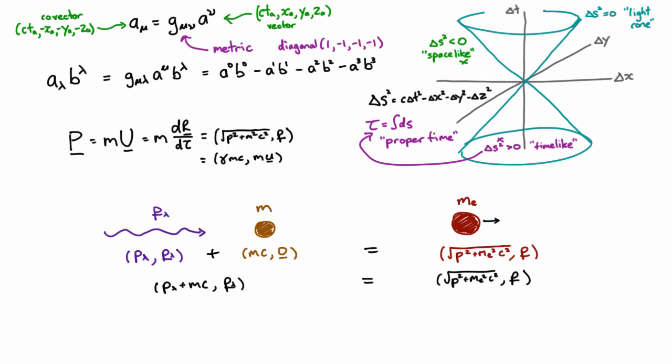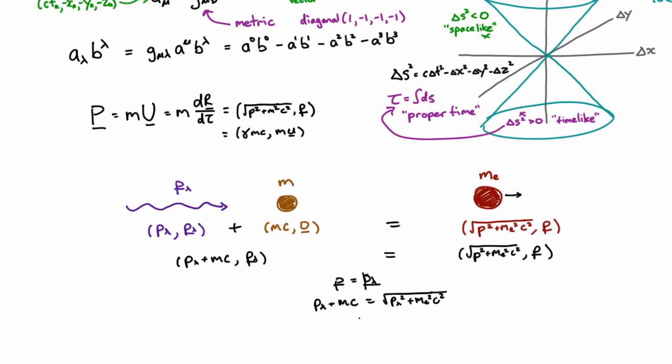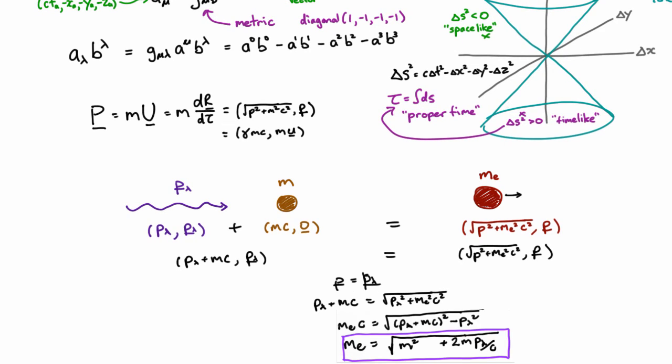Now clearly the momenta are very easy to equate. We already have that the momentum of this thing must be the momentum of the original photon, because there was no other momentum in the problem. And so now we equate the energy terms, where we've replaced P with P lambda from here, and we simply rearrange this to solve for the new mass. And there are our answers, solved.